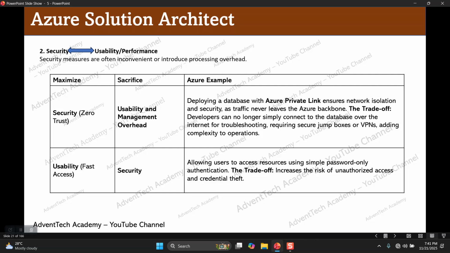So there is always a trade-off. When we implement full-fledged security, there is always a trade-off in usability and management overhead. If you want to maximize the usability, here the sacrifice is security. For example, allowing users to access resources using simple password-only authentication, the trade-off is increased risk of unauthorized access and credential theft.